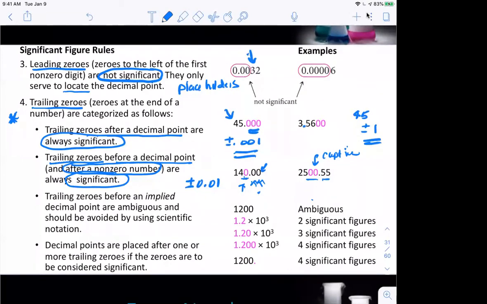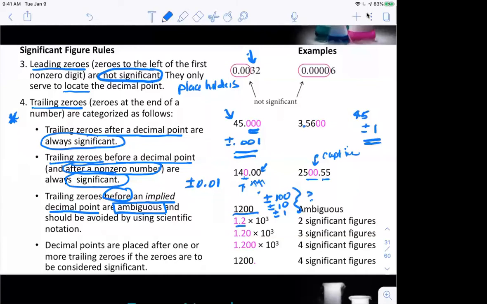If trailing zeros are before an implied decimal point, they are ambiguous. I want to avoid this situation. I don't know what this means. Is it plus or minus 100? Is it plus or minus 10? Is it plus or minus 1? I don't know from reporting 1200.